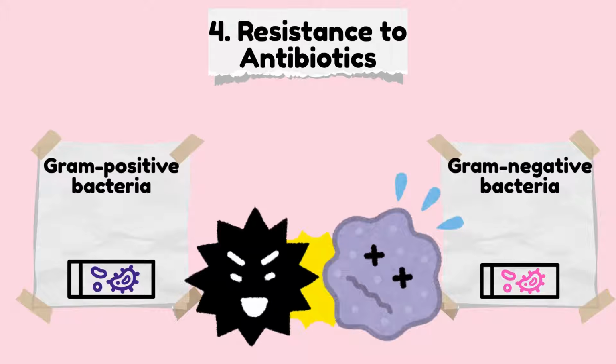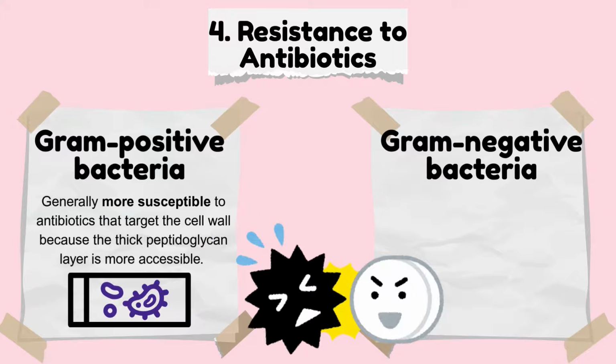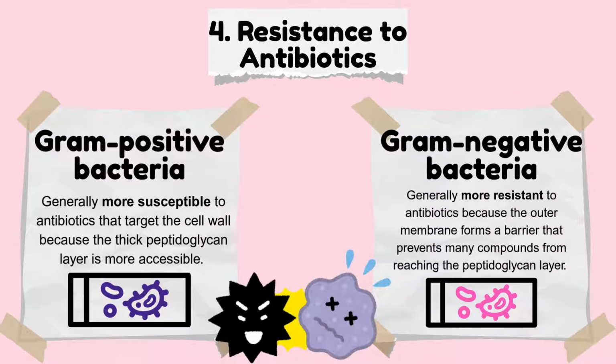Resistance to antibiotics. Gram-positive bacteria are generally more susceptible to antibiotics that target the cell wall, because the thick peptidoglycan layer is more accessible. Gram-negative bacteria are generally more resistant to antibiotics, because the outer membrane forms a barrier that prevents many compounds from reaching the peptidoglycan layer.